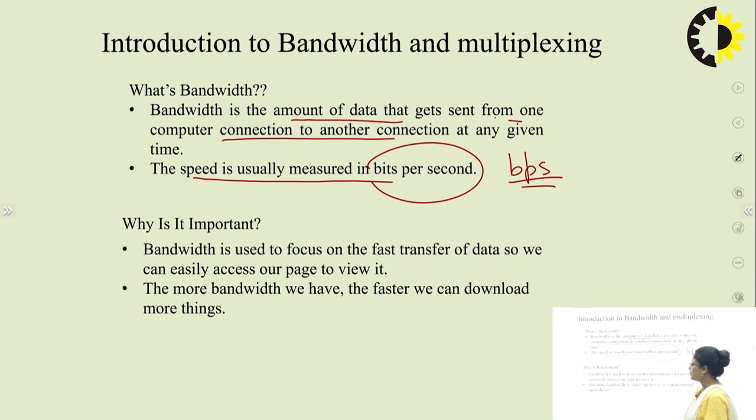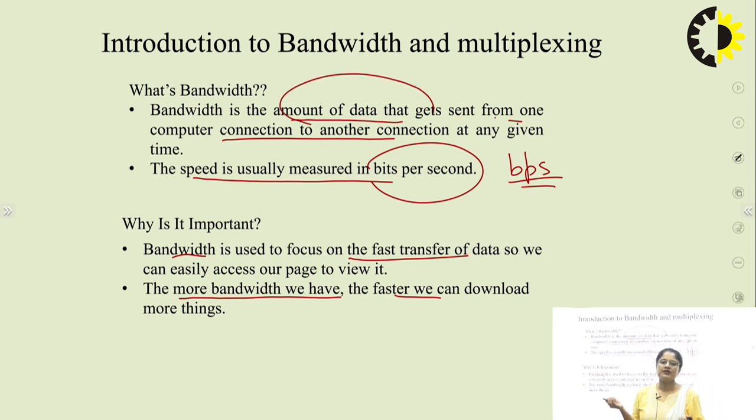Now, why is bandwidth important? Because when we are talking about bandwidth, our focus of discussion moves towards ensuring fast data transfer between communicating devices connected over a network. And obviously, the more bandwidth we have, the more desirable is the network, the faster the system becomes. Bandwidth is basically the amount of data that is being transmitted. So between two communicating devices connected over the network, it is always desirable to have a higher bandwidth so that we can transfer more data per unit amount of time.